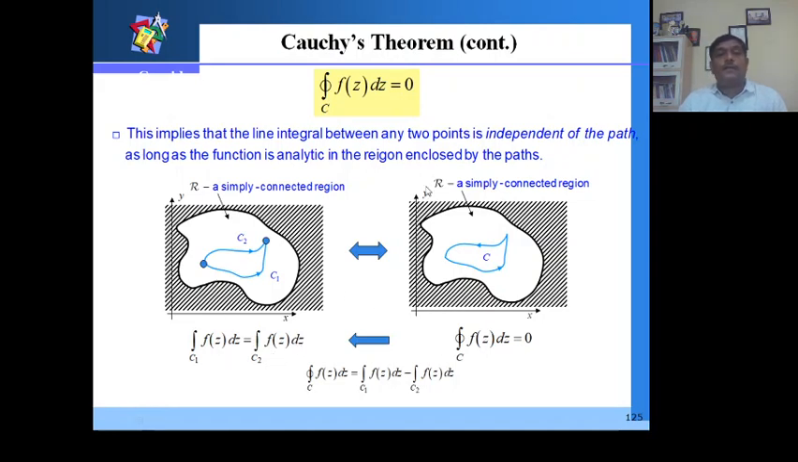Using this concept, we can say the line integral between any 2 points is independent of the path as long as the function is analytic in the region enclosed by the path. It is a simply connected region. Here you can see C to C, that is closed, then it can be interrelated.